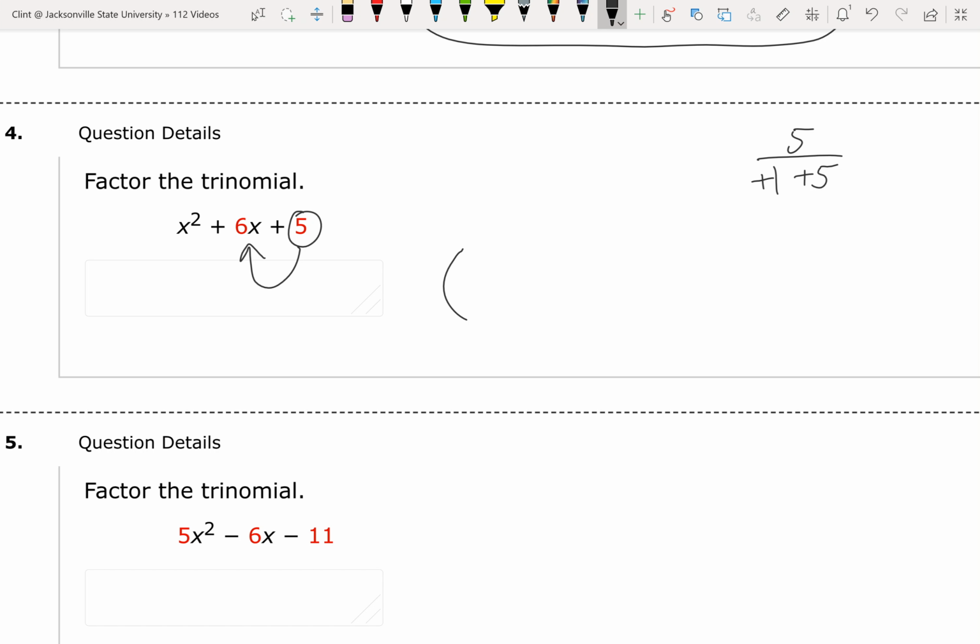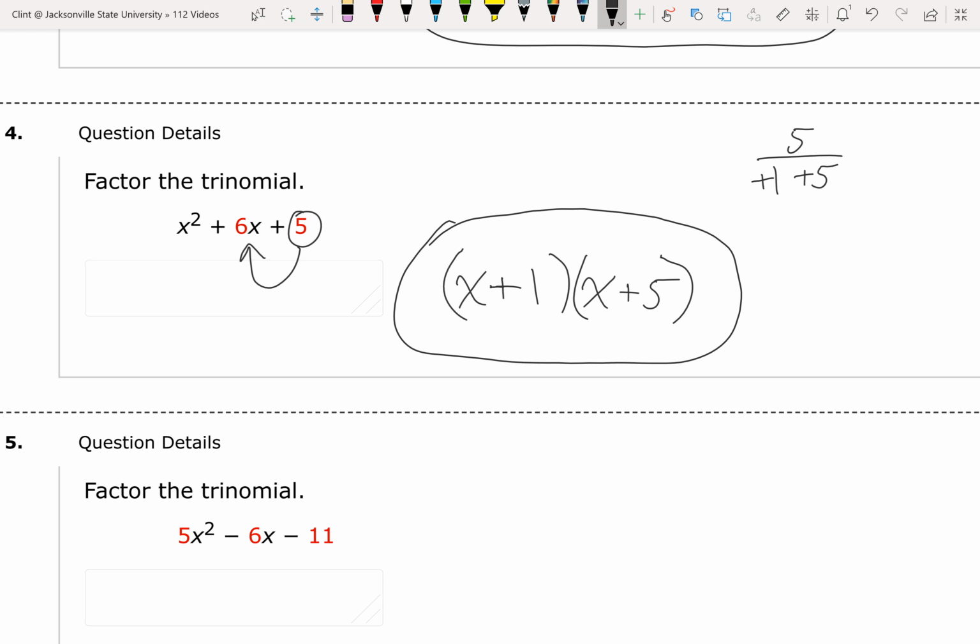So when we factor, we've got our two sets of parentheses. X times x is what it takes to get x squared. And then for the second part, we want plus 1 and plus 5. Because 1 times 5 is 5, 1 plus 5 is 6. Okay, so we have factored our trinomial.